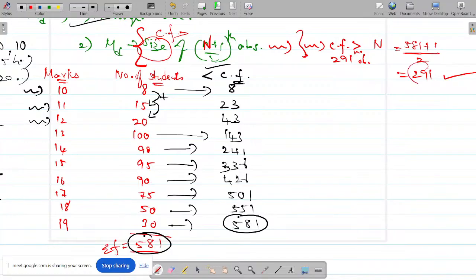So where does this lie? 291. You have to check over here. See, CF greater than 291. Where does this 291 lie? Somewhere over here. So I need to go for the next value and the corresponding mark, which is 15. So your answer is.